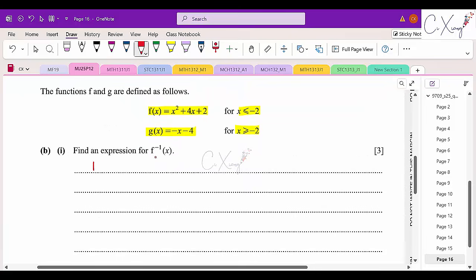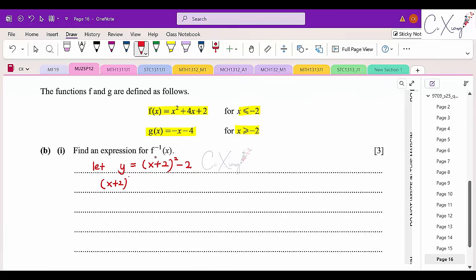I will let y equal to the original function that we have, but I want to put it in the completing square form. So it is actually x plus 2 square minus 2. So this is how we begin, right? And our aim is to change the whole equation here to become x equals to something in terms of y. And I need to move all the numbers slowly to one side and keep the x on the left. So I want to have y plus 2.